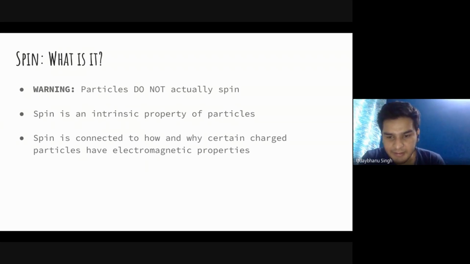So first, Alia asked, what is angular momentum? Okay, so angular momentum is actually a concept from mechanics. It's not a concept from particle physics. And Alia, do you understand what momentum is? Not angular momentum, just normal momentum. Do you have an idea about what that is?